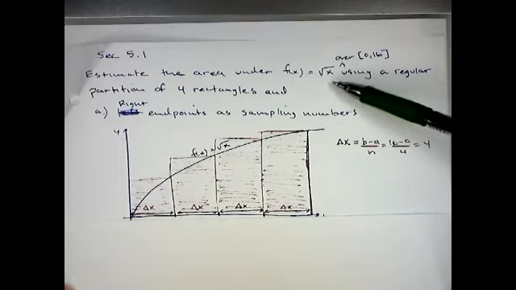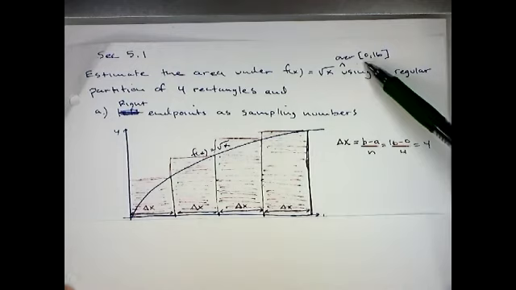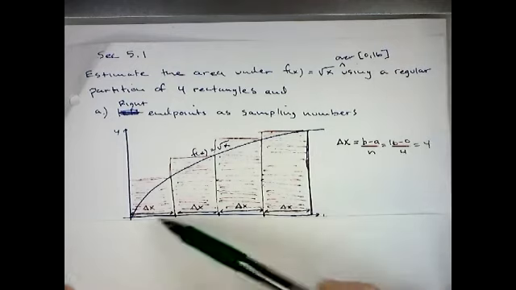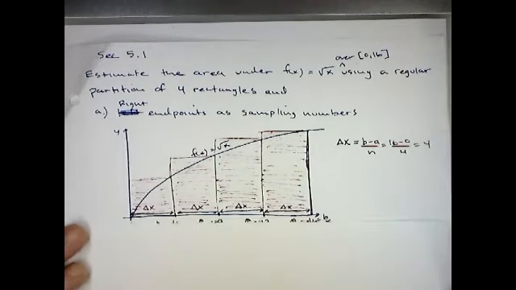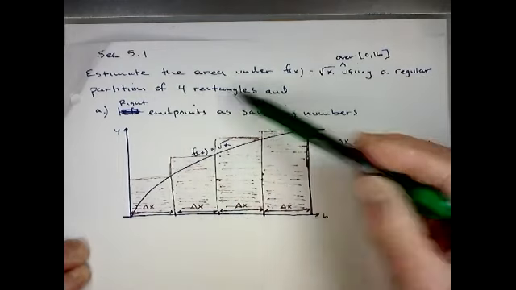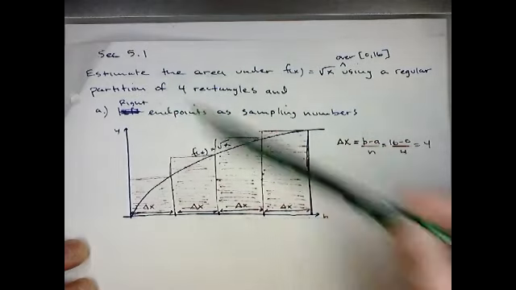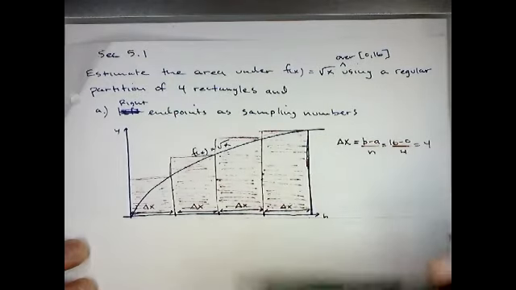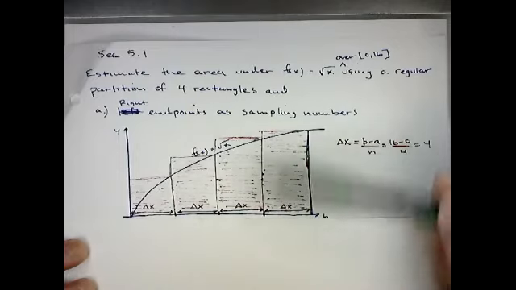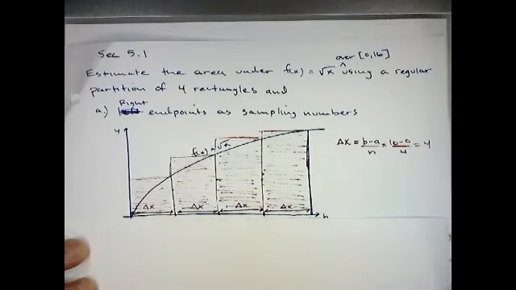So we're going to find, or estimate, the area under f of x equals root x over 0 to 16 on the x-axis, okay? And we're going to use a regular partition of 4 rectangles. So what does that mean? When you partition a room, you divide it up into smaller pieces. So the partition is referring to this interval.